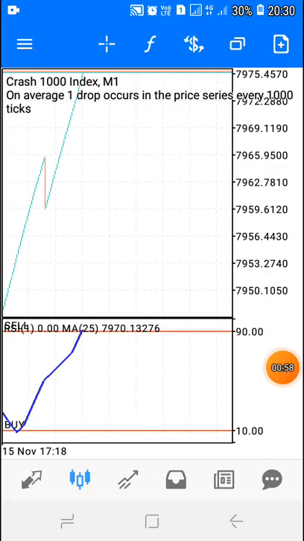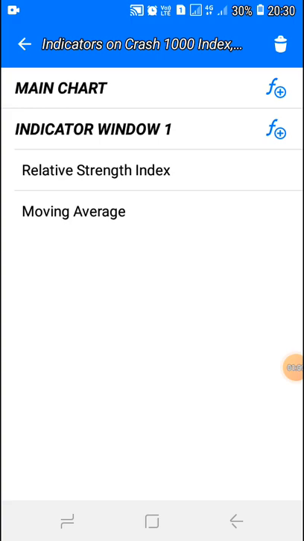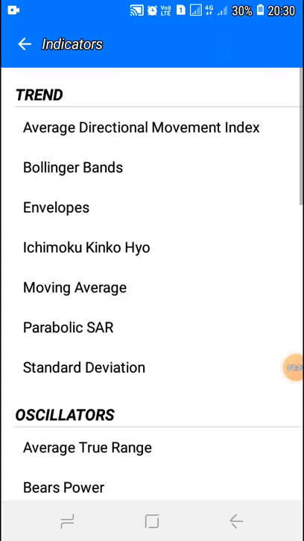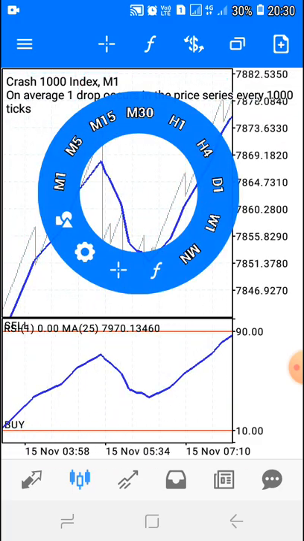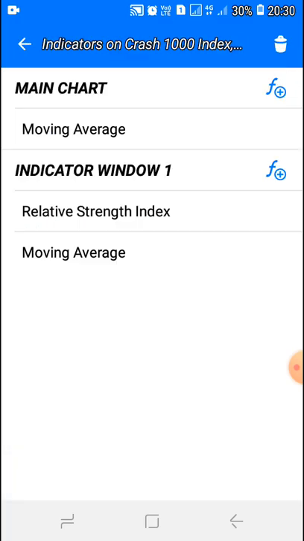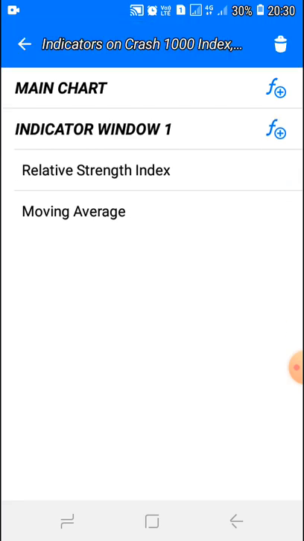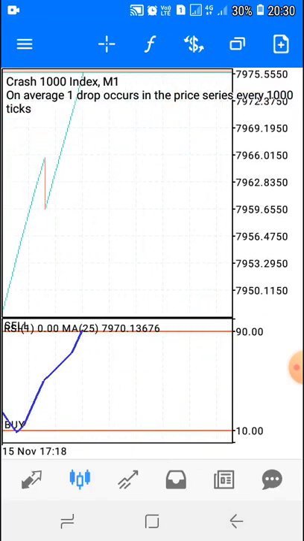Okay, now when you add this indicator, make sure that you click on indicator window 1. Do not click on main chart. For example, if you click on main chart, this is gonna happen. Okay, you're gonna have a moving average on the main chart, but if you click on indicator window 1, you will have your moving average at the bottom.